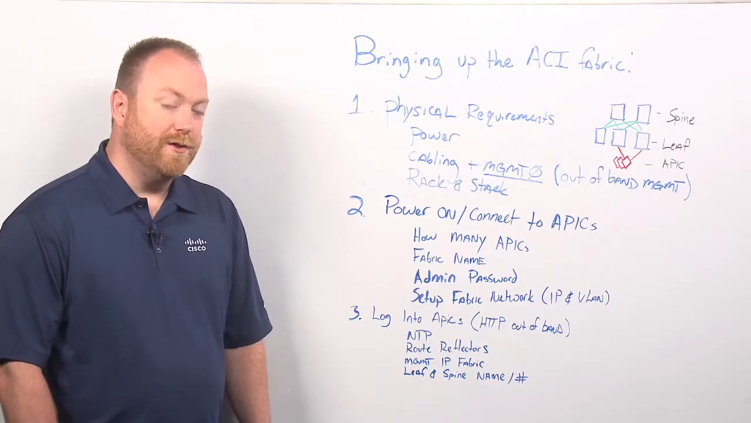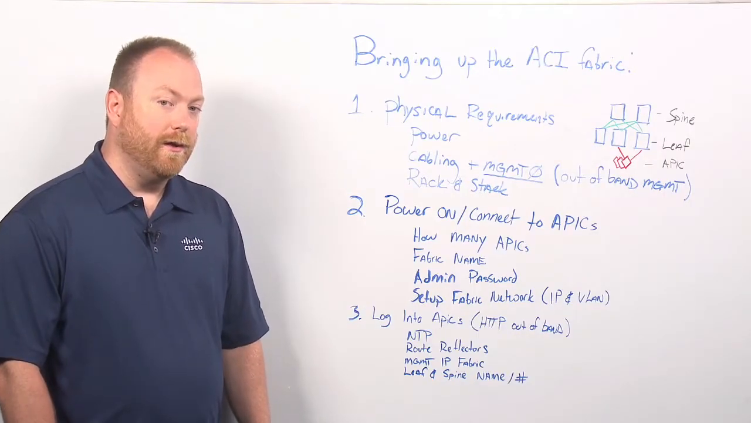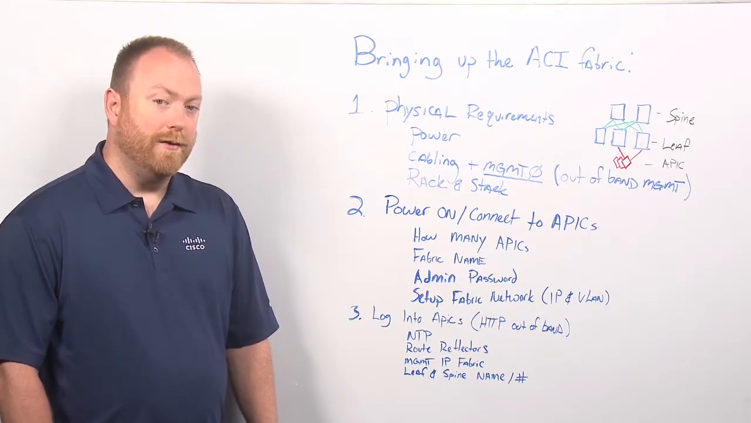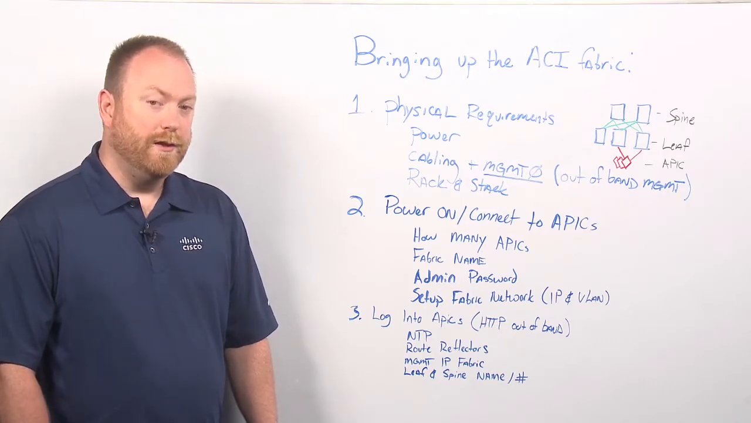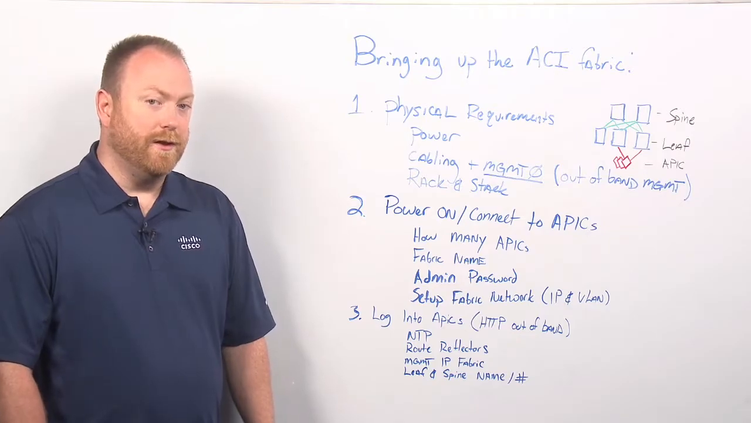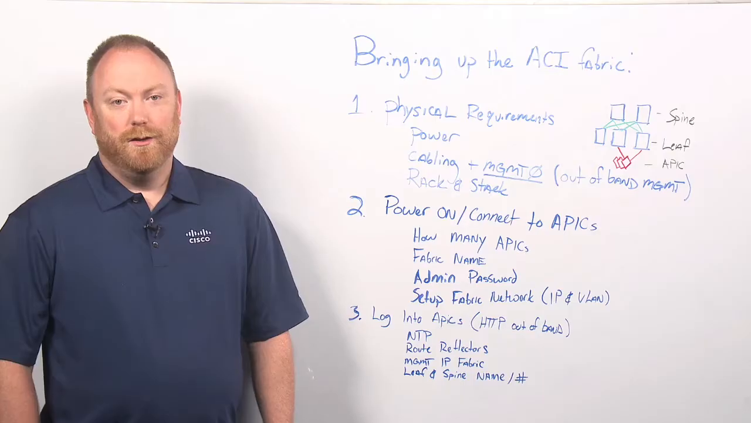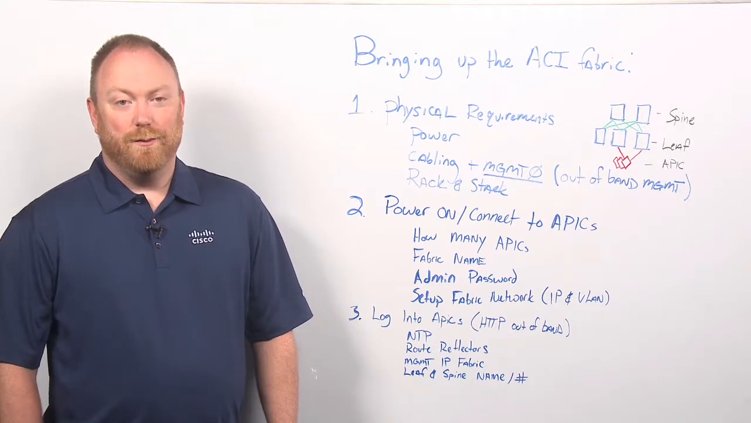Another piece of information that we'll need is we'll need to assign IP addressing to the management 0 interfaces or the out-of-band network for the leaves, the spines, and the APICs. So we'll need to have that static addressing and be able to assign that to each device. Finally, we'll also need a naming scheme and numbering scheme for our spines and leaves inside the fabric. With these simple steps, your ACI fabric is now up and running and ready to be managed.